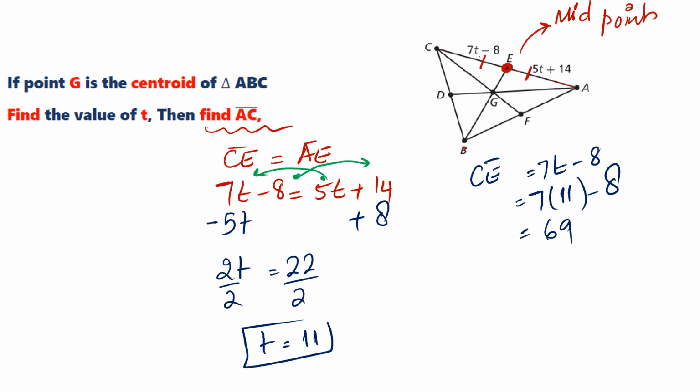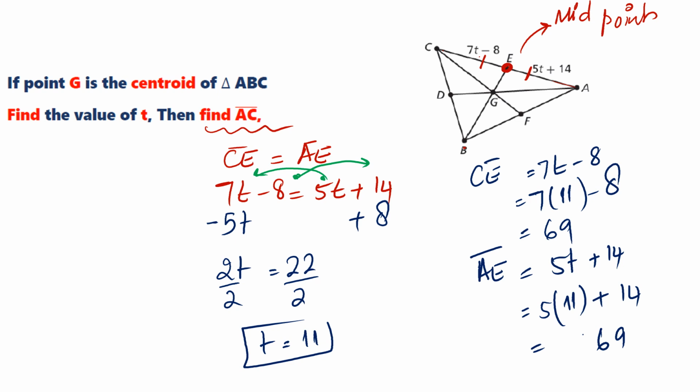Okay, next. Now the other is AE, right? So what is AE? It is 5t plus 40. So replace t by 11. So 5 times 11 is 55. 55 plus 14 is 69. So you see that both CE and AE are equal. It means all your working is correct.